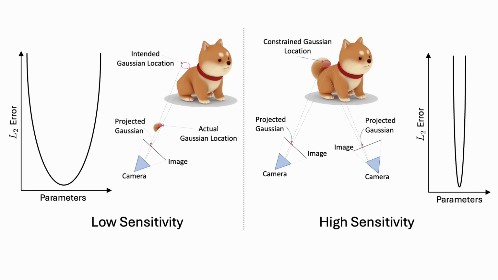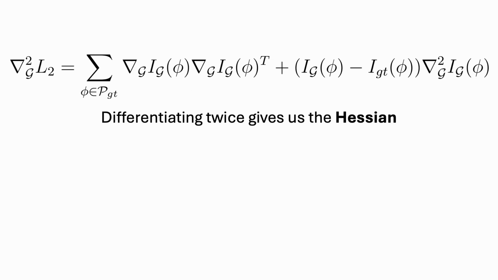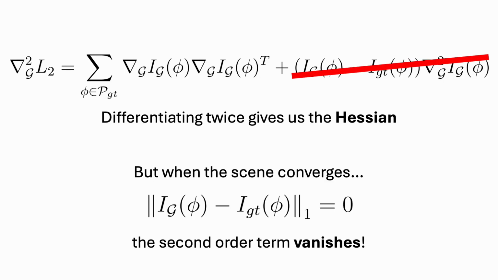Another way to say this is that the L2 error has low sensitivity to the under-constrained Gaussians, and high sensitivity to the Gaussians that are not. Note, this property is second order, or Hessian, a phenomenon that is not easy to compute. However, we found a tractable solution for converged scenes. If we start with the L2 error over all training views, we can differentiate it twice to get the Hessian. But when the scene converges, the L1 error approaches zero, and the second order term vanishes.